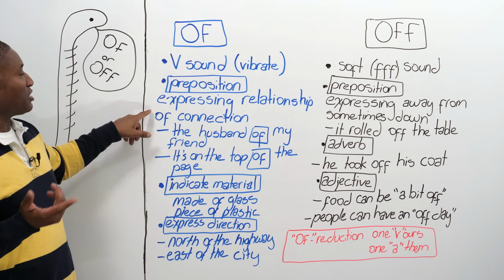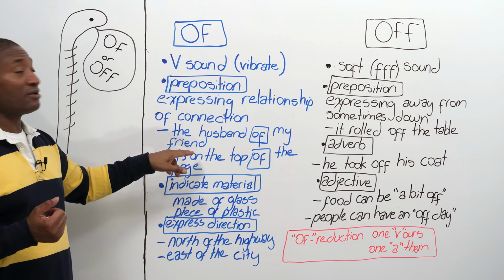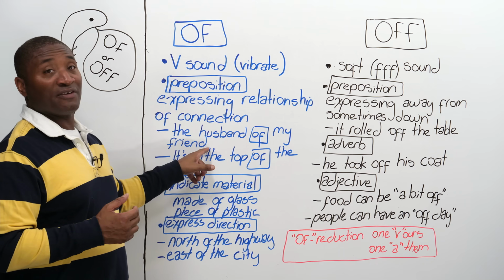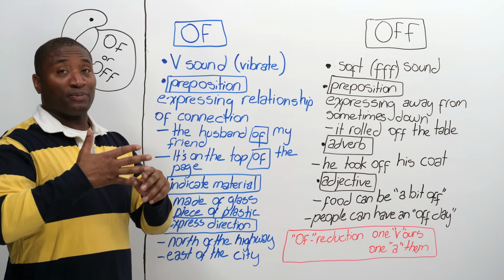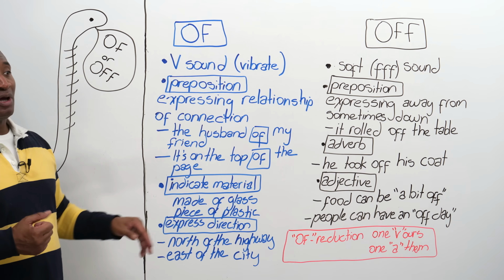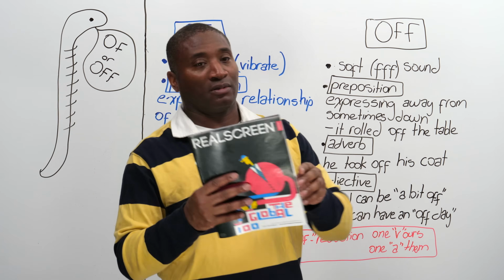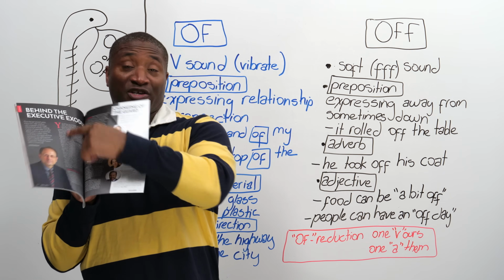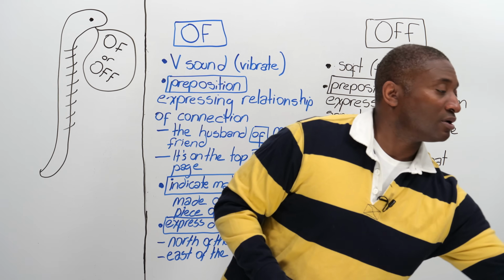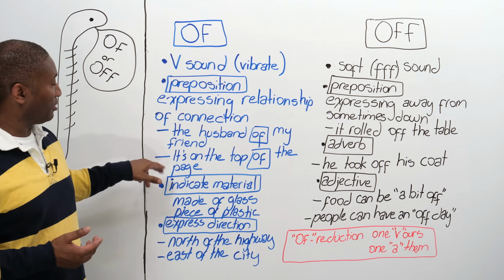Now, in this case, it expresses relationship. So we can say, the husband of my friend, right? I know many people, but this is the husband of my friend. That's the connection. Friendship, and they're married. Next, it's on the top of the page. Well, when you have a book or a magazine, if it's on the top of the page, it's connected, right? The words are on the page, the top of the page. So we've demonstrated relationship here and connection here.